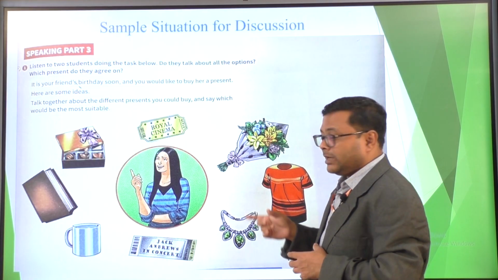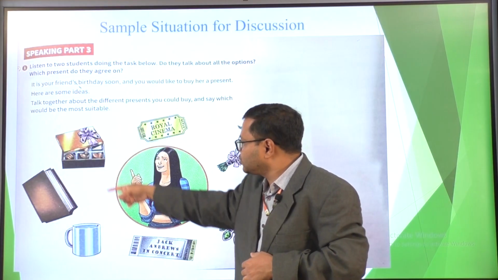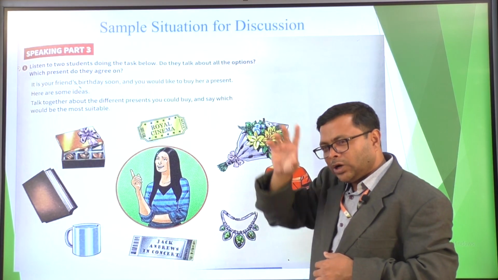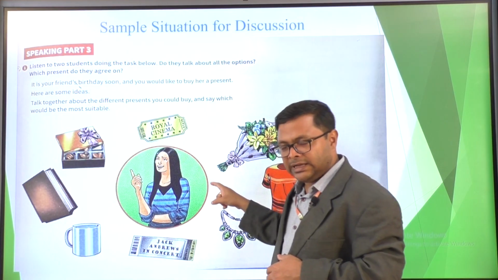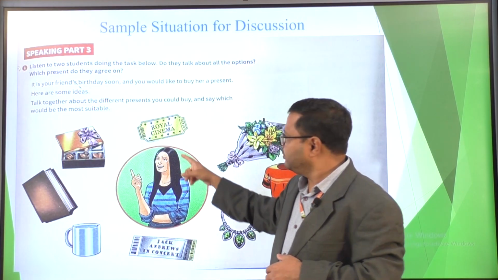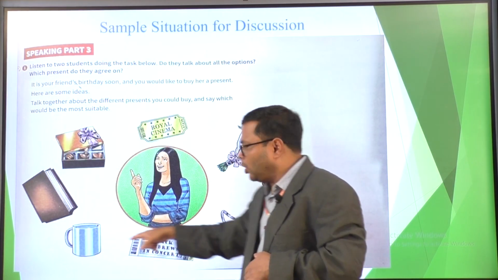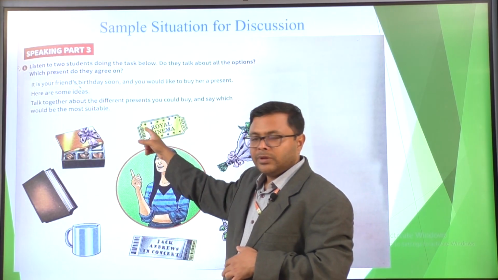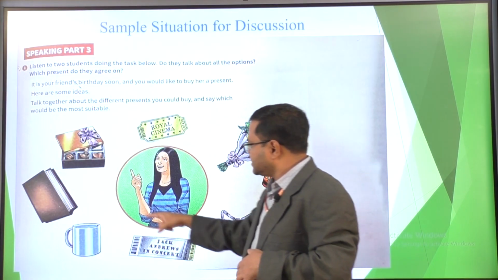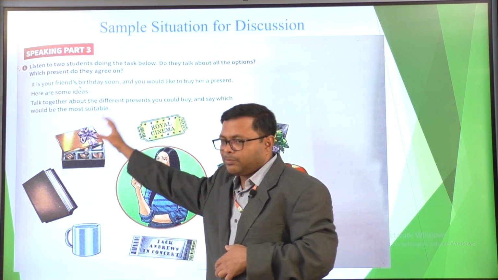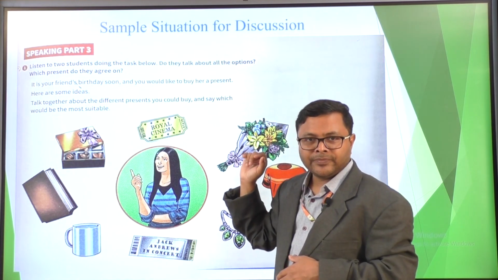Since you have to discuss all the items, it is not necessary to go in this way only, but I prefer people to go either clockwise or anti-clockwise. This one first, then next, next, next. After discussing all the items, you can select one.